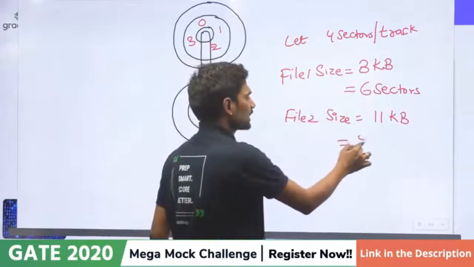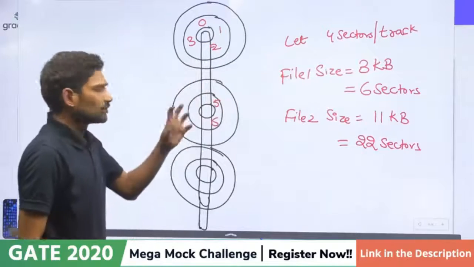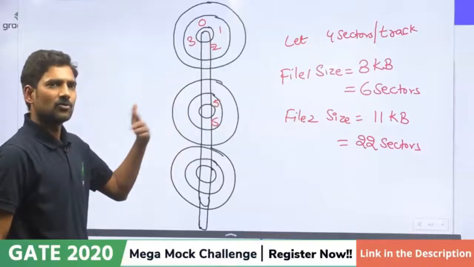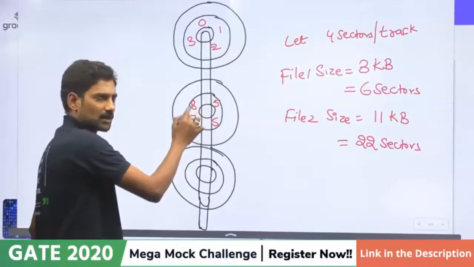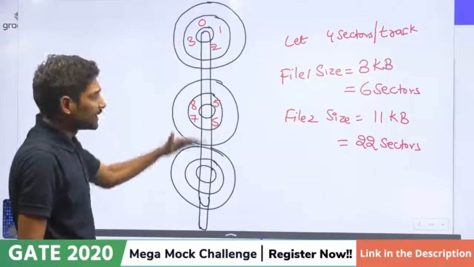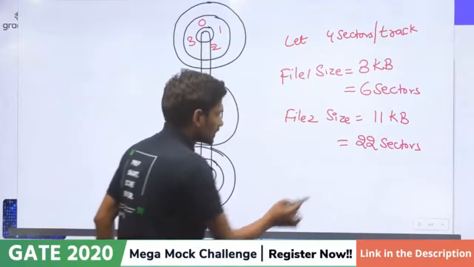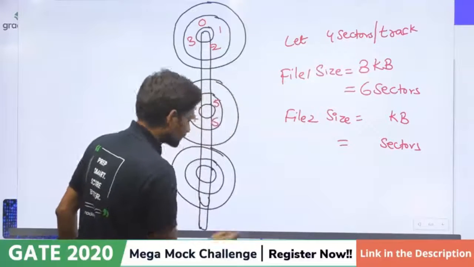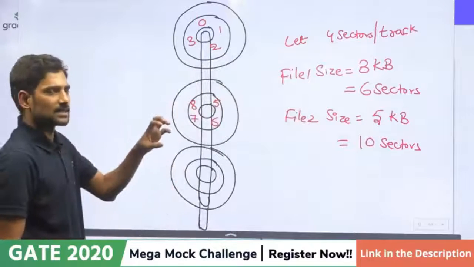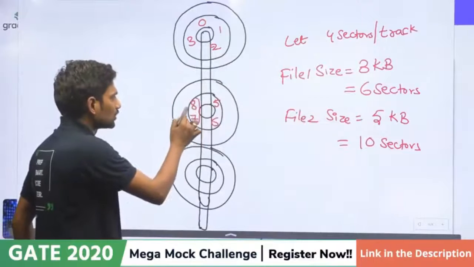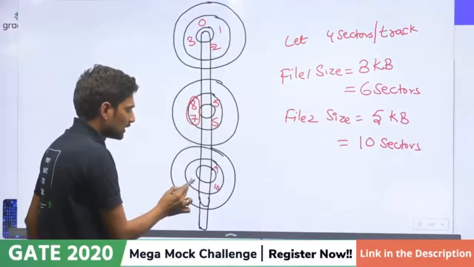11 kilobytes means how many sectors? 22 sectors are required. Right? So these 22 sectors, where will they be? Please observe the numbering. Numbering continues. Or let me take this as some 5 kilobytes just to make it simple. So 10 sectors are required for this. 2 are occupied here in the 10. The next 4 would be on the next surface.